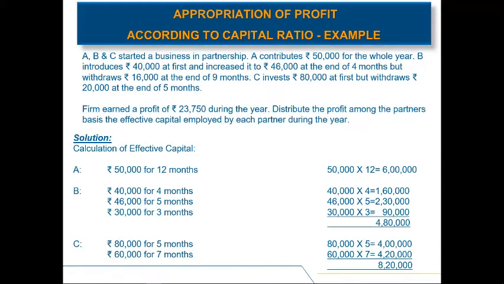Whereas in the case of C, he introduced 80,000 as initial capital and that remained in business for 5 months. So we will multiply 80,000 by 5. But at the end of 5 months, he withdrew 60,000. Sorry, he withdrew 20,000. So the capital left in business by C for the last 7 months of the accounting period was 60,000. So we will multiply 60,000 by 7.